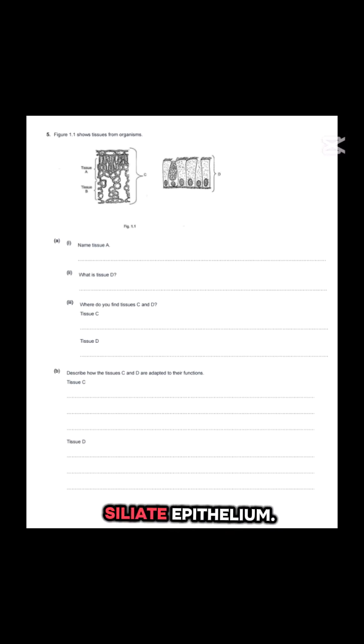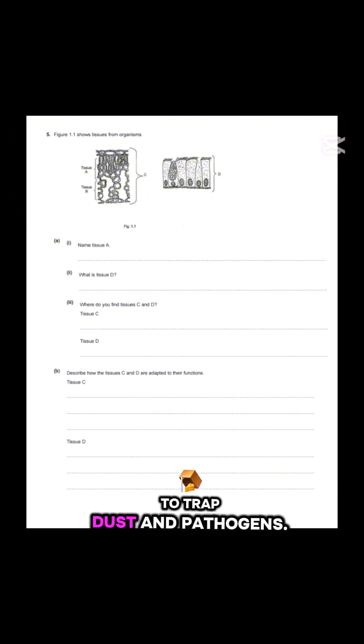Tissue D, ciliate epithelium. It possesses hair-like projections called cilia that beat rhythmically to sweep mucus, trap dust particles, and microbes away from the lungs, or move an egg along the oviduct. Contains goblet cells that secrete mucus to trap dust and pathogens.